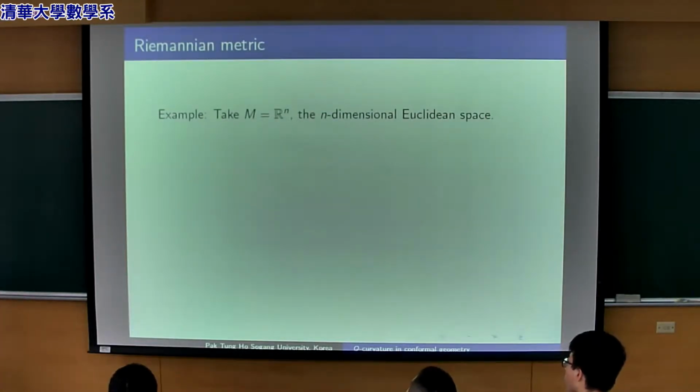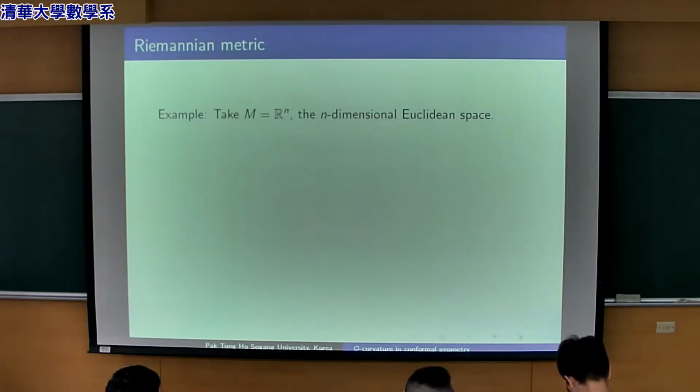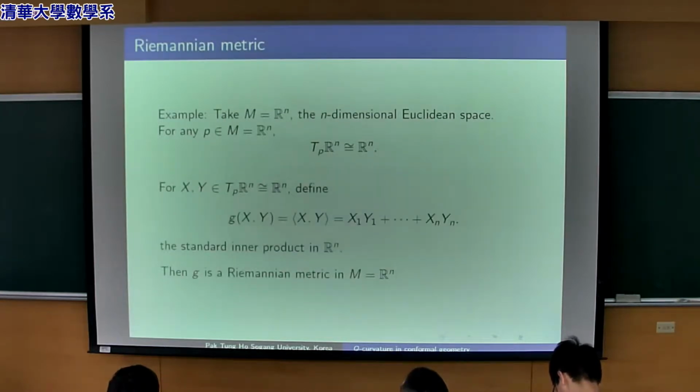Suppose you have the simplest manifold in the whole world, the n-dimensional Euclidean space, R^n. For any point in this Euclidean space, the tangent space is nothing but itself, the same as R^n. So you can define this Riemannian metric as the standard inner product in R^n. Then you can verify that g is really a Riemannian metric. You just need to verify it is bilinear, linear in each variable, and symmetric, which is quite easy to see, and also positive definite.